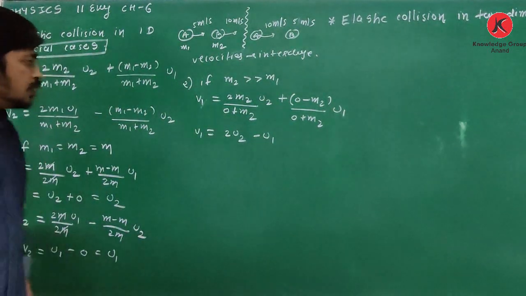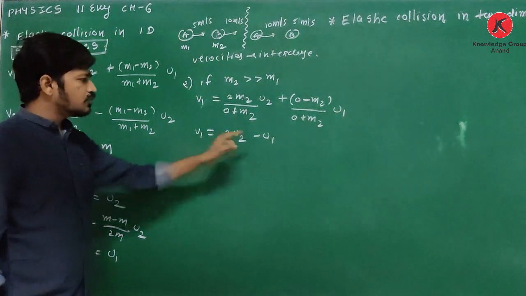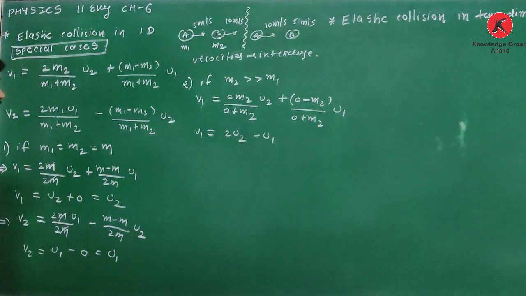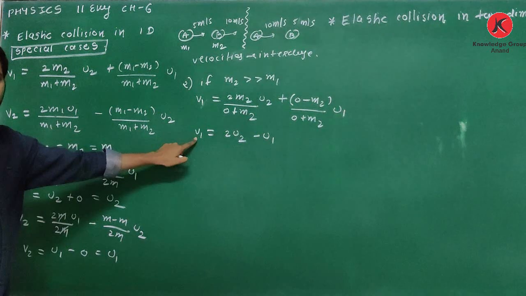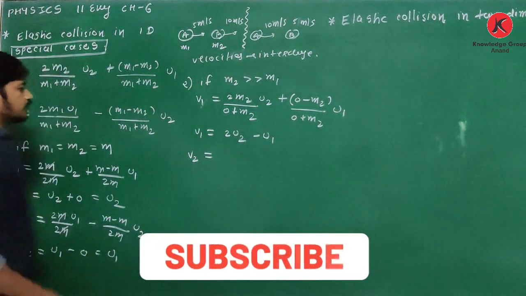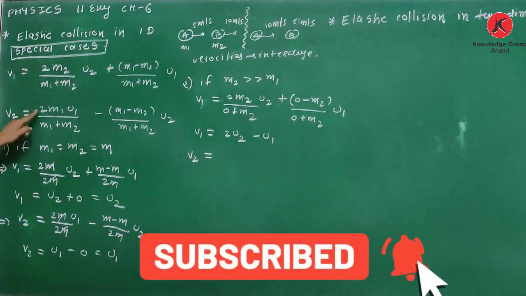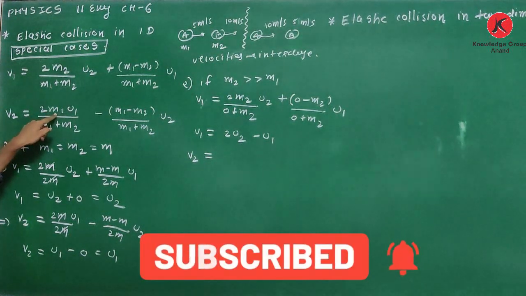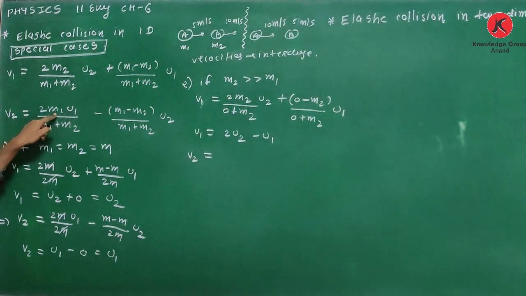It is 2U2 minus U1. You see? Easy? So it is the speed of the first particle after collision. Why? Now, what is V2? For V2, see what happens. Here M1 you have to put 0.